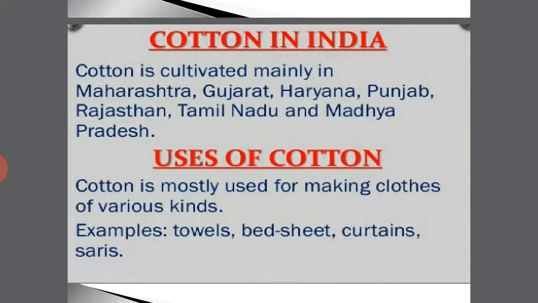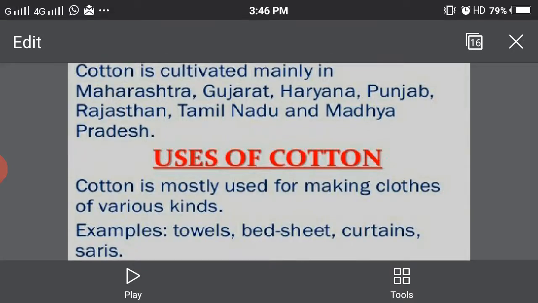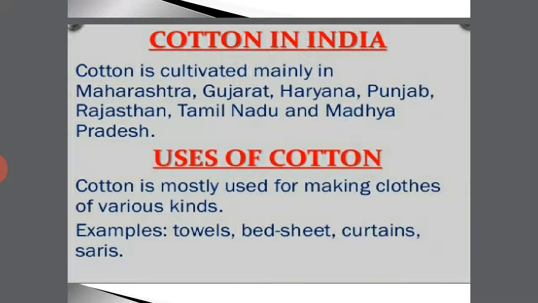Okay, so a question can be asked from you: name the five states that produce cotton in India. Then your answer should be Maharashtra, Gujarat, Haryana, Punjab and Rajasthan, Tamil Nadu as well as MP also. These are the states that produce cotton in large amounts. Okay, let's move further.